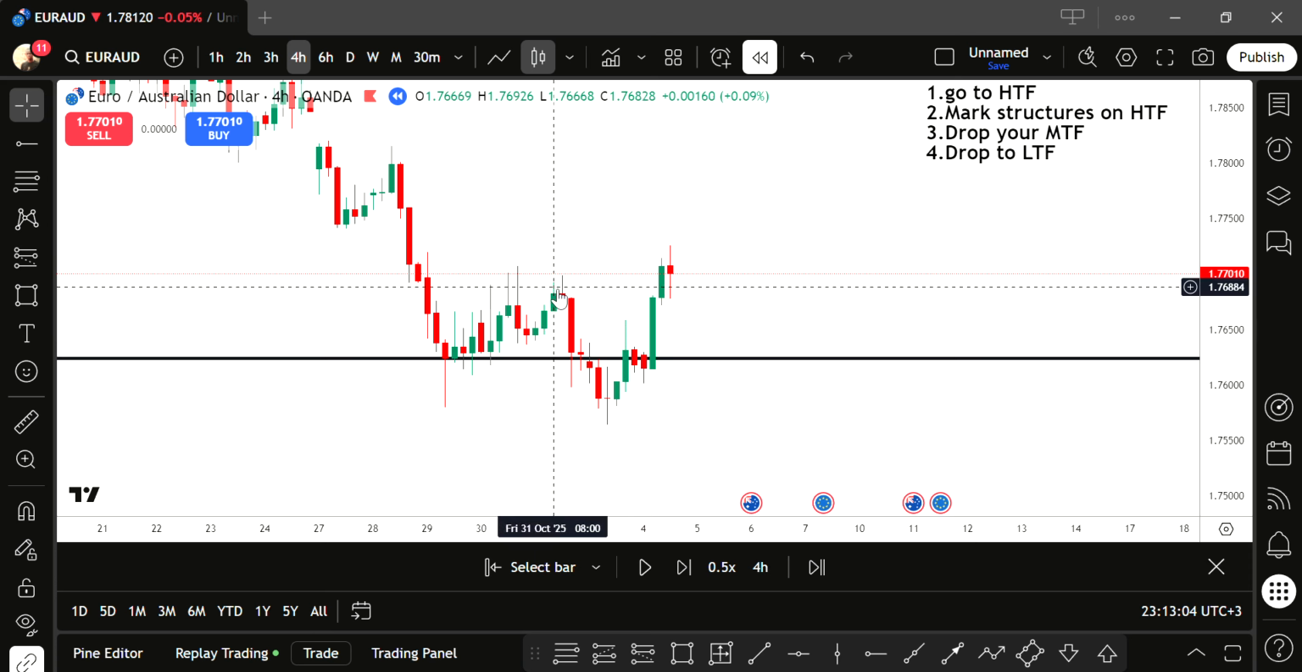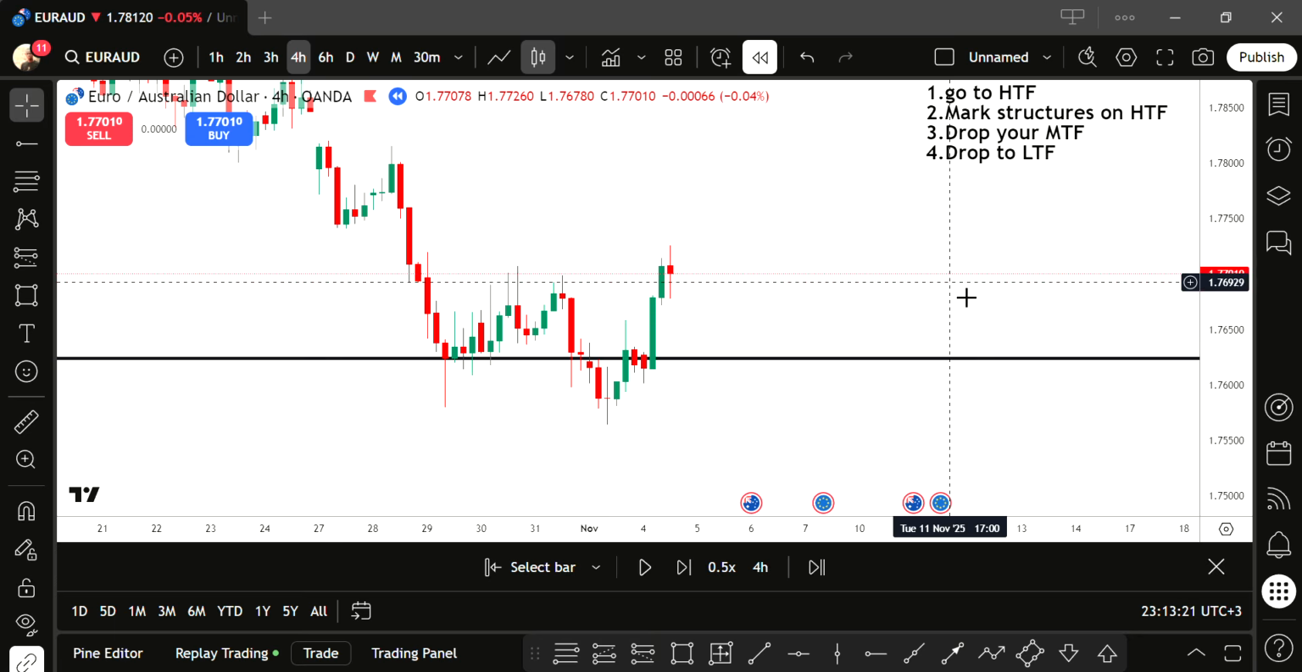So after the break here, that is our confirmation that indeed we are likely to do what? To go to the upside. So how do we now take advantage of this trade? Do we just enter because price has broken the previous structure? We don't. What do we do? We wait for price to come and give us a setup we can enter.